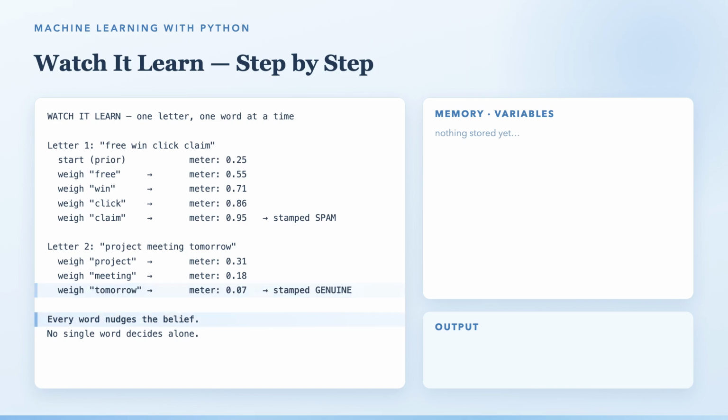Now letter 2. Project, meeting, tomorrow. Weigh project. The meter eases to 0.31. Weigh meeting. Down to 0.18. Weigh tomorrow. 0.07. Stamped genuine. And the 2 quiet lines at the bottom hold the lesson. Every word nudges the belief. No single word decides alone.